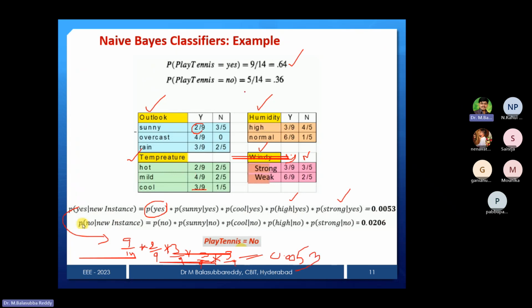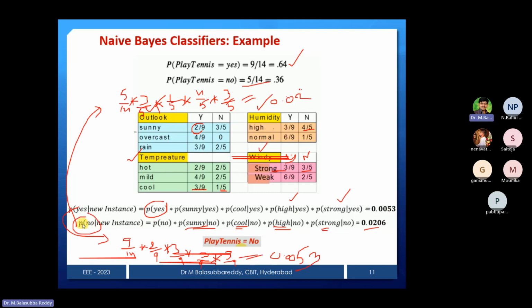And no case, same formula, you can use it here. In no cases, what you can write, this is equal to 5 by 14 multiplied with sunny no 3 by 5, then cool no. So cool no 1 by 5, then high no, here high no 4 by 5, and then strong no. This is a strong no 3 by 5. That is equal to 0.0206. So 0.02.